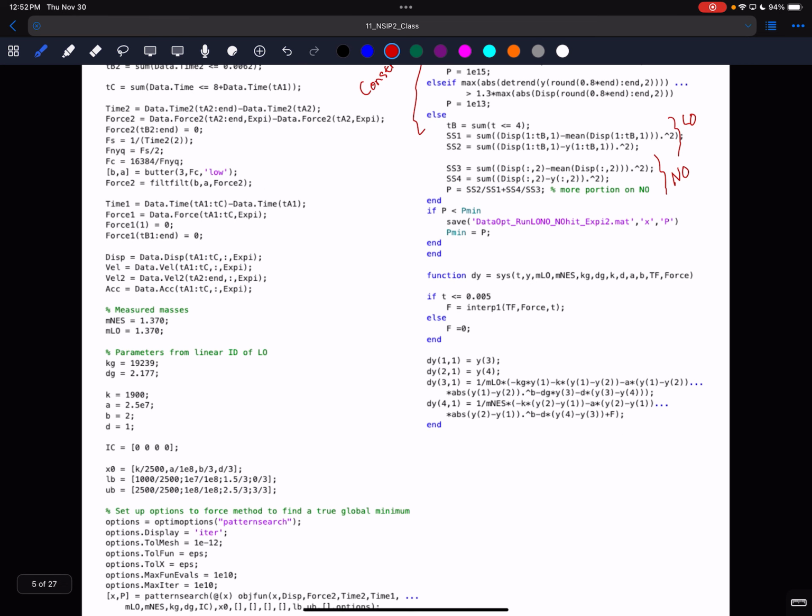All right, any other questions? So this optimization will return the values for the parameters? Yeah.